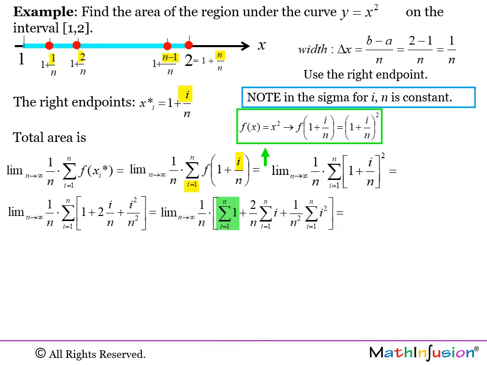So I'm using linearity, and instead of writing the sigma of 1 plus 2 times i over n plus i to the power of 2 over n to the power of 2, using linearity I get the 3 following sums. From the 1 I get the sum as i runs from 1 to n of 1. From 2i over n I get 2 over n, where 2 is a constant and over n is a constant, times sigma of i when i runs from 1 to n. And from i to the power of 2 over n to the power of 2, I get 1 over n to the power of 2 times the summation of i to the power of 2 when i runs from 1 to n.